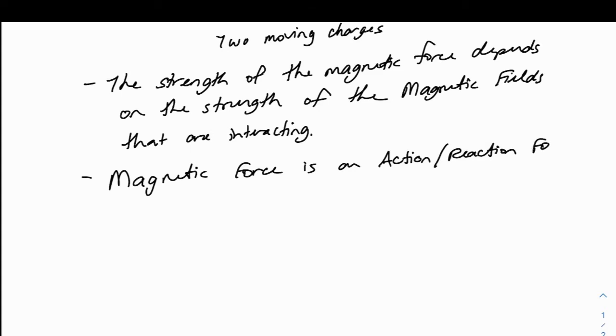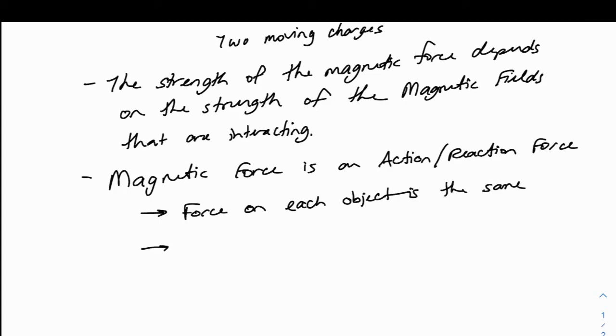So this, again, is similar to electrostatic force. Electrostatic force was an action-reaction force. You could have a small charge and a big charge, but they exert the same force on each other. You can have a small magnet and a big magnet, and they're going to exert the same magnetic force on each other. So the force on each object is the same. But the results vary depending on the size of the object.